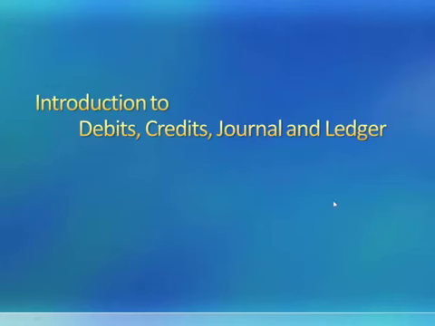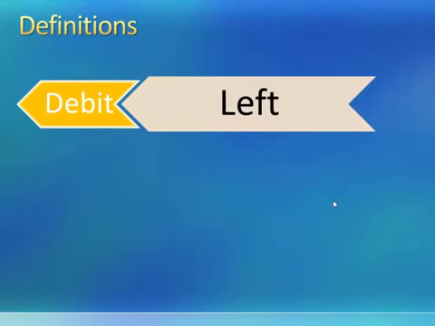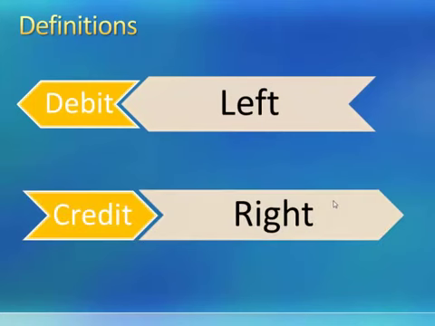Welcome to Introduction to Debits, Credits, the Journal, and the Ledger. Let's get started. The first thing we need to do is define two key terms. The first term is debit. Debit simply means left. The second term is credit, and credit simply means right.